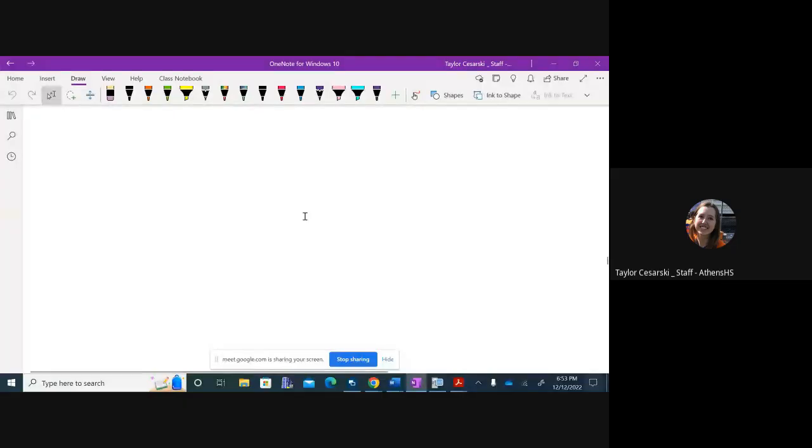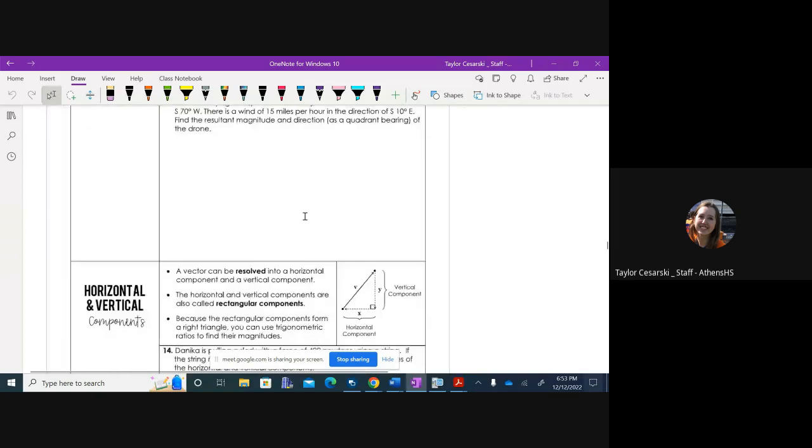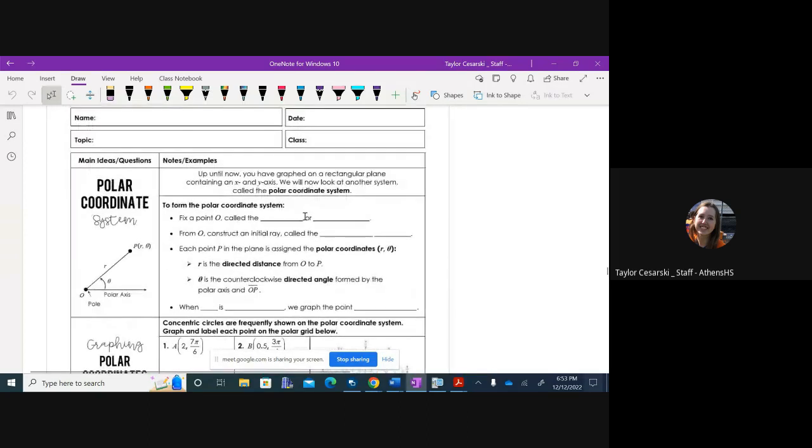Hi guys, so today we're going to talk about polar coordinates and polar graphs and all that sort of thing. So make sure you turn to the part in your notes that says, let me see what it says on the first page. Let's see, polar coordinate system.